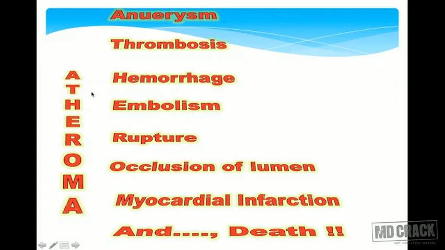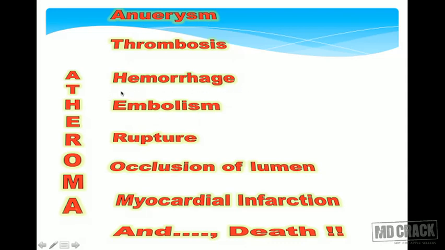Atheroma itself has its own complications. A mnemonic I have made is like this. A stands for aneurysm. Abnormal dilatation of the vessels is the most important and common complication. T stands for thrombosis. Thrombosis can develop and it can even become an embolism. The atheromatous plaques also may show areas of hemorrhage.